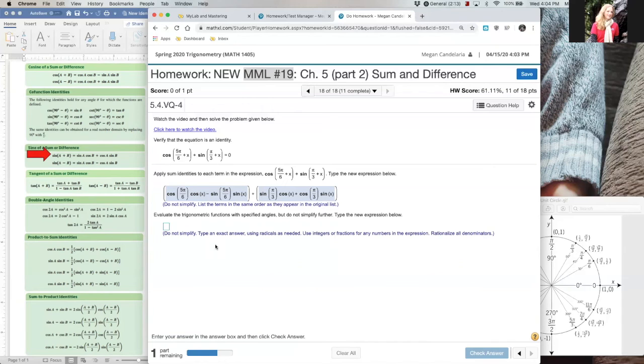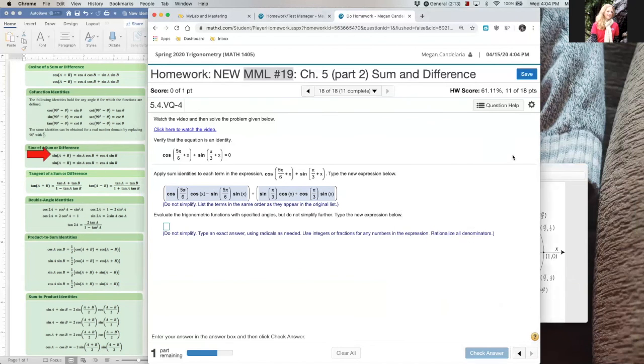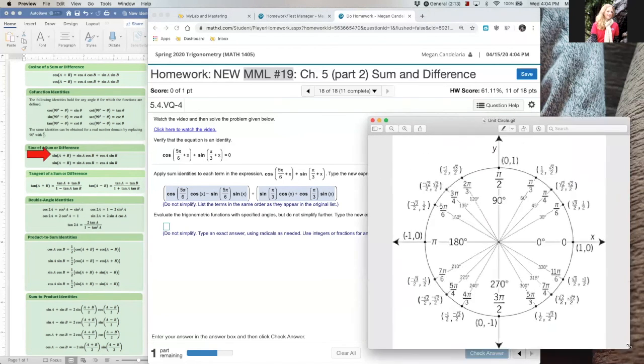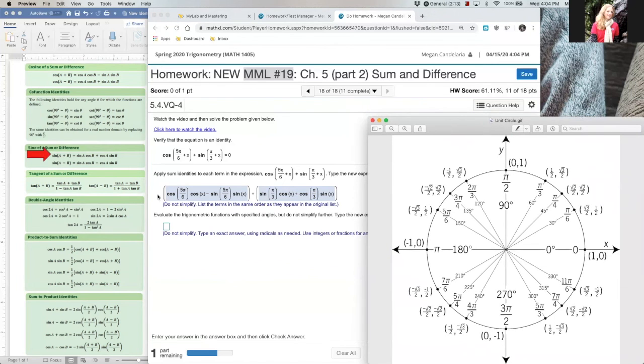All right, evaluate the trigonometric functions with specified angles, but do not simplify further. Type the new expression below. Okay, so what is this asking us to do? Well, it's saying within this equation here, there are things that we know based on our unit circle, right? So I'm going to pull up our unit circle here. In particular, what's cosine of 5 pi over 6? Well, we're going to go find 5 pi over 6. Here it is. And remember, it goes cosine, sine. So cosine of 5 pi over 6 is negative square root of 3 over 2. Okay, so negative square root of 3 over 2 times cosine of x.